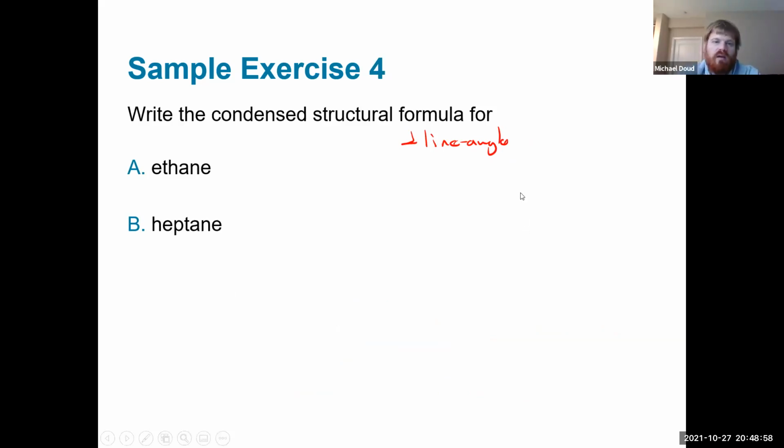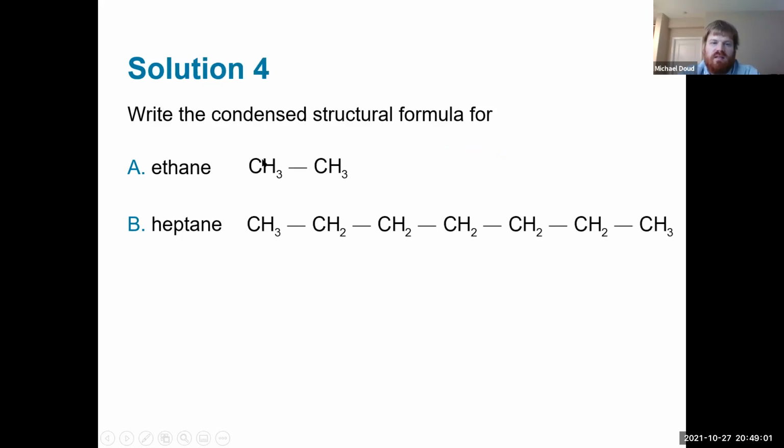Okay, and we're back. So ethane is easy enough. It's CH3, CH3. Heptane, 7 total carbons, right? Hepta is 7. So there's a CH3 on each end, and then 5 CH2s in between. Now, for the line angle drawing, ethane is really interesting. It's just a line. You got carbon 1 and carbon 2. Heptane's more fun. You start at carbon 1, go to carbon 2, carbon 3, 4, 5, 6, 7. And there's your line angle formula for heptane.